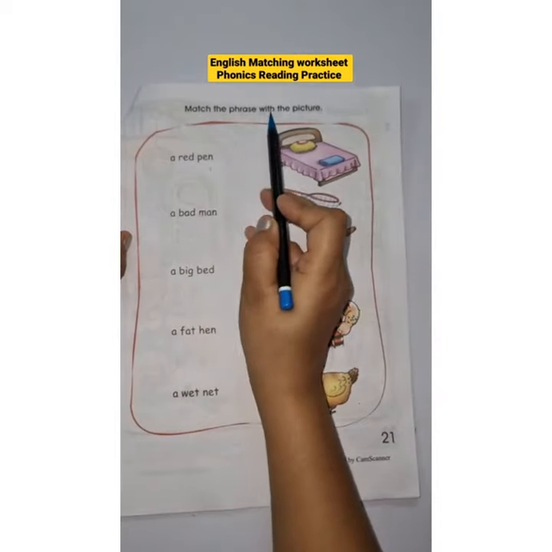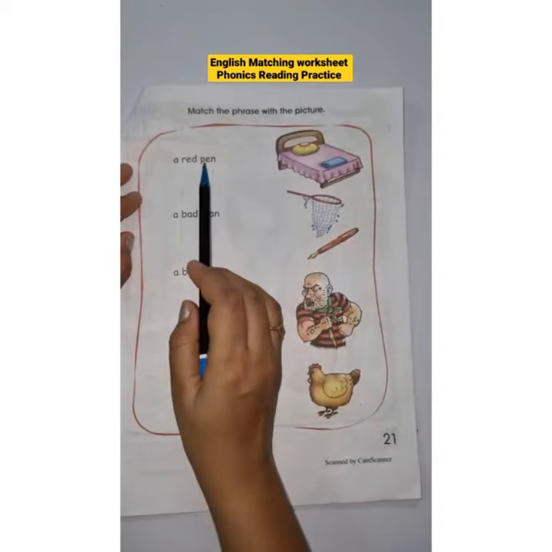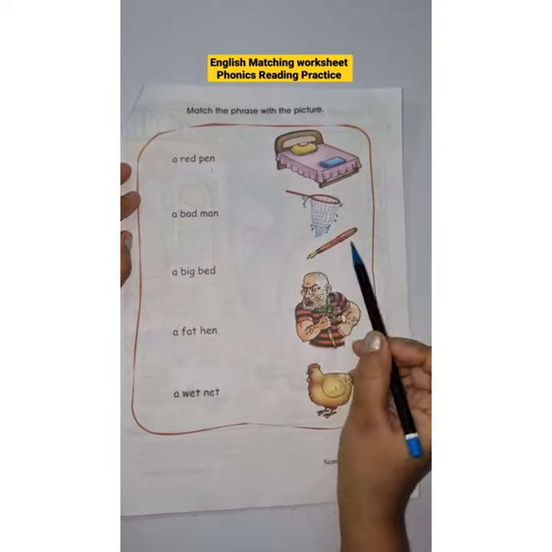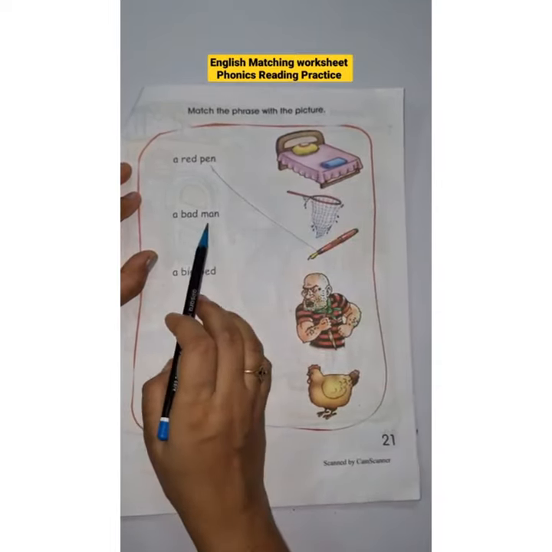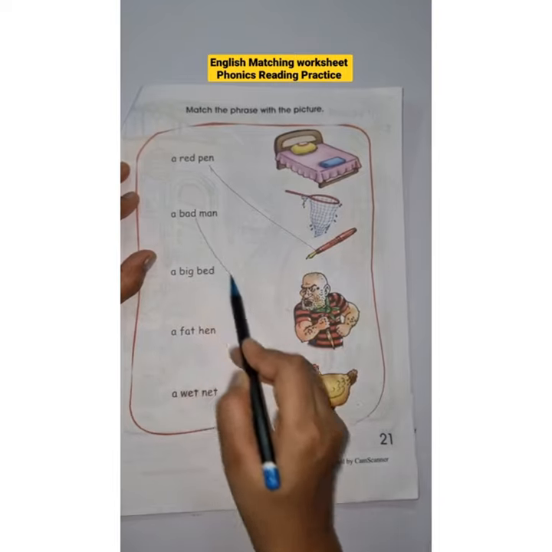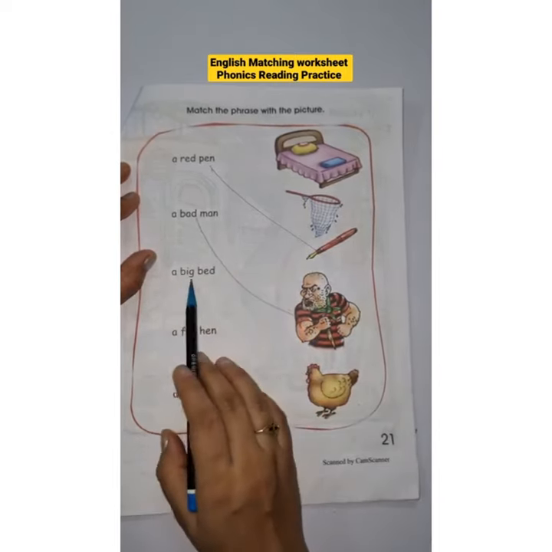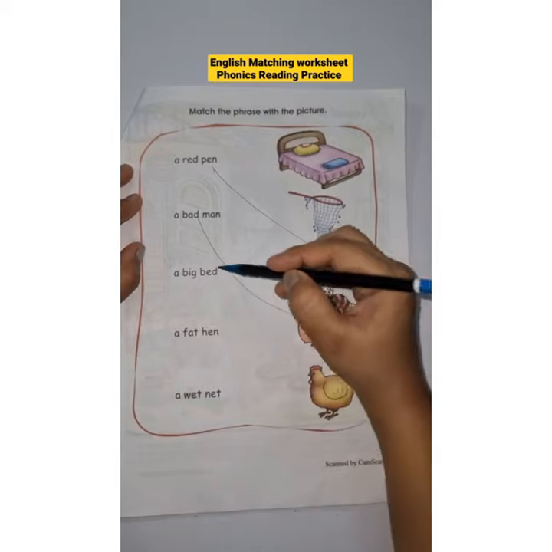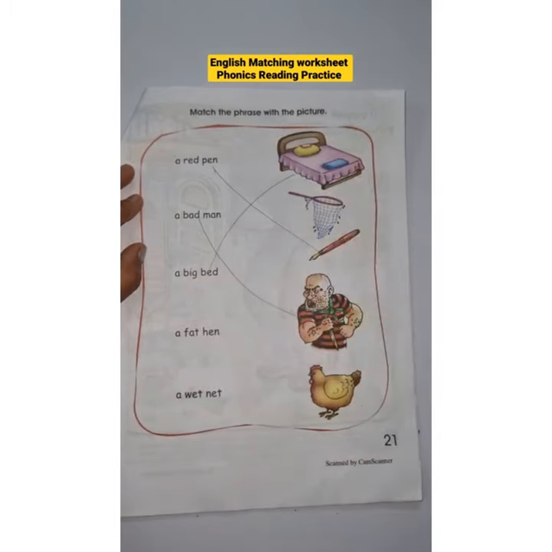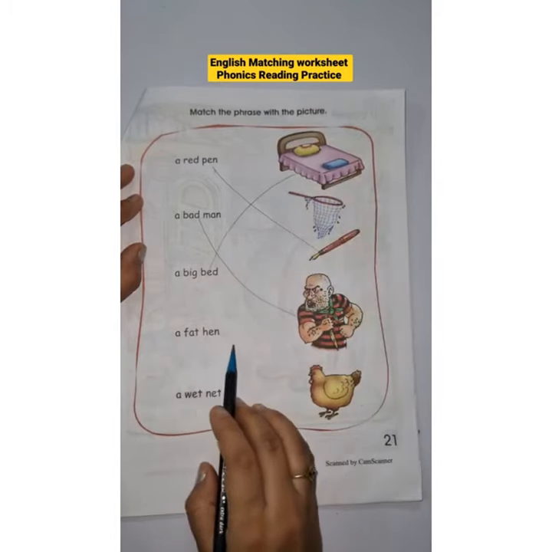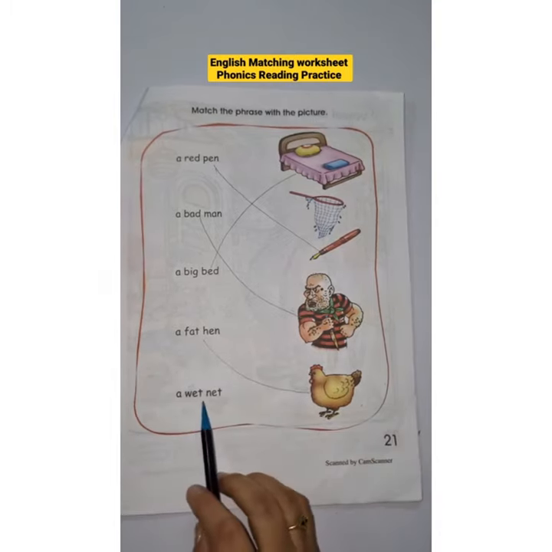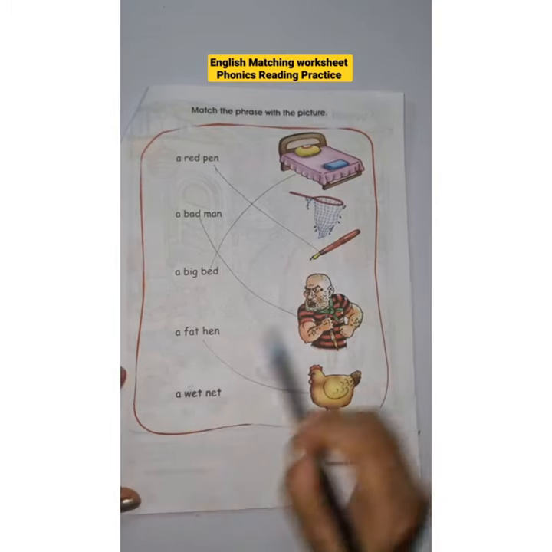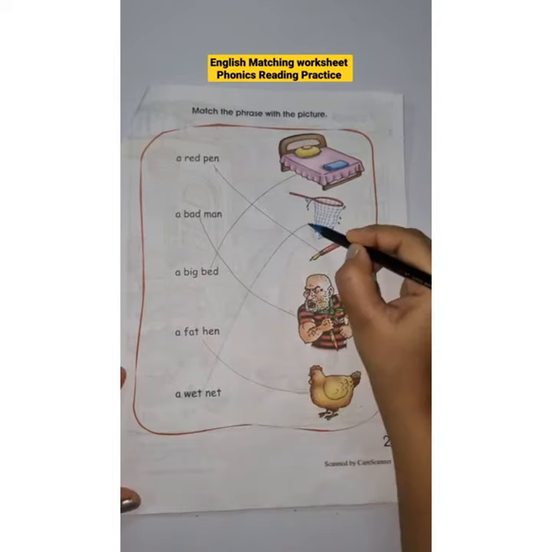Match the phrase with the picture. A red pen. A bad man. A big bed. A fat hen. A wet net.